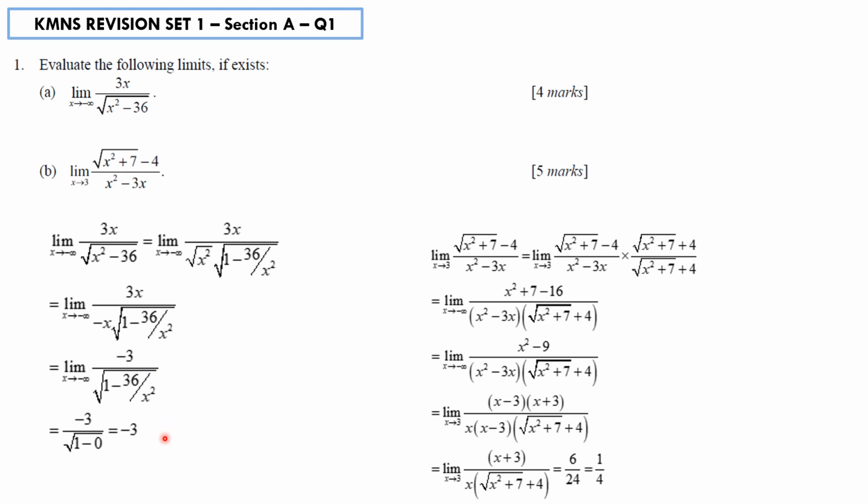For question B, it asks you to find the limit x goes to 3. So what we are going to do here is we'll multiply with its conjugate. And then we can factorize, simplify, substitute 3, and get the answer.